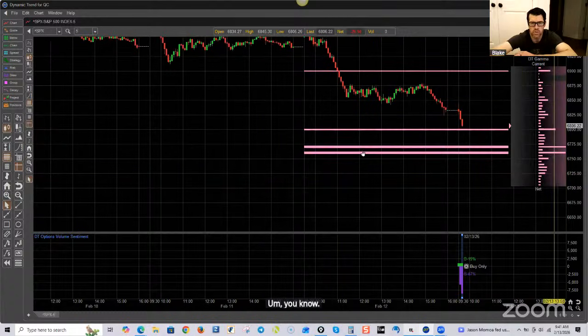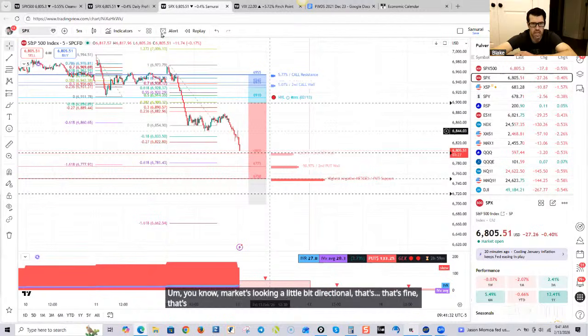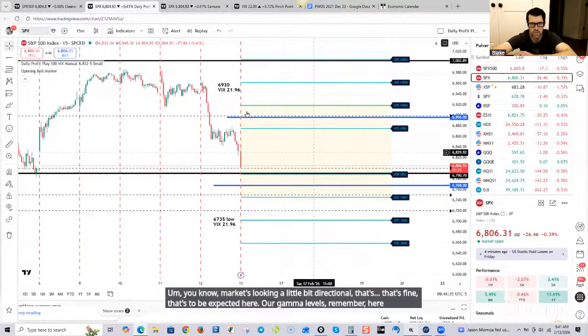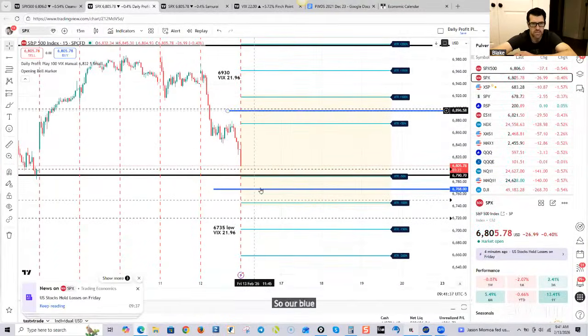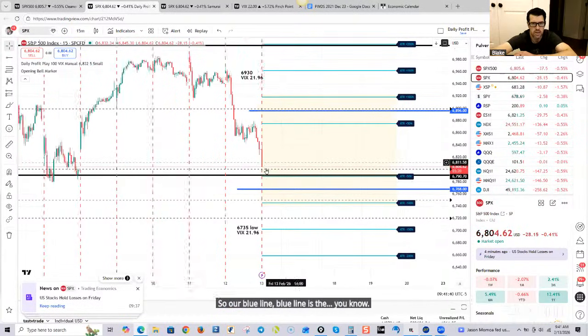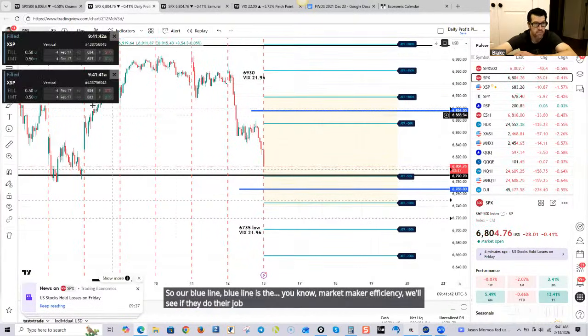Market's looking a little bit directional. That's fine. That's to be expected. Here are gamma levels. Remember, here are the efficiency zones. So our blue line is the market maker efficiency. We'll see if they do the job today.